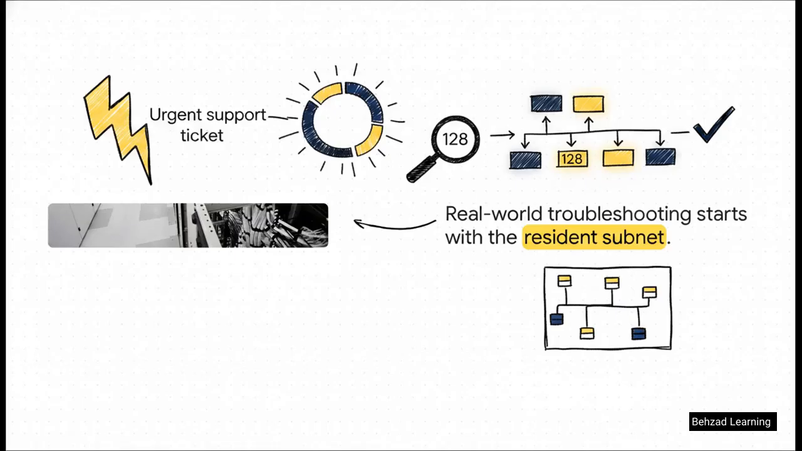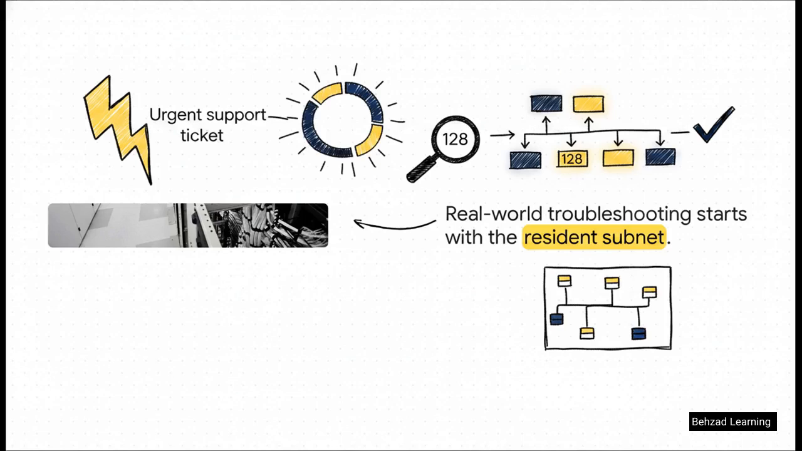Let me tell you a quick story from the trenches. Years ago, I get this urgent support ticket. A frantic user is complaining they couldn't reach the main server. They gave me their IP address, 172.16.150.41, with a mask of 255.255.192.0.